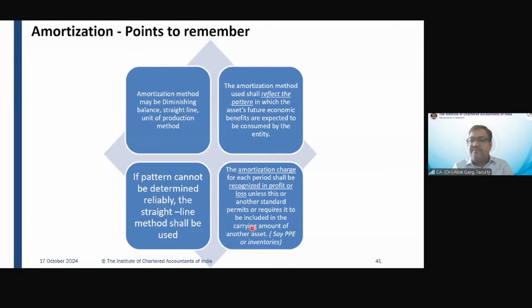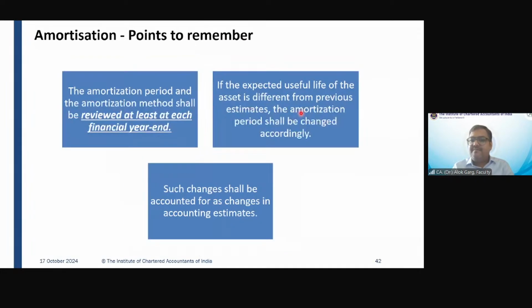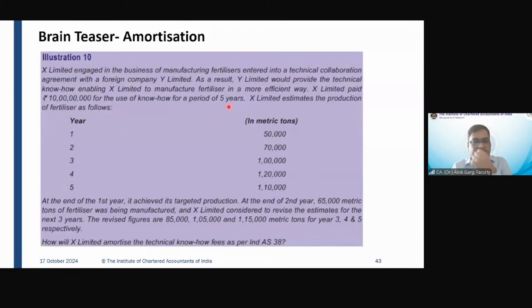The amortization period means useful life. The amortization method, SLM, WDV or unit of production, has to be reviewed at least at each financial year end. If the life or the method is changing, you need to apply it prospectively as it is a change in accounting estimate. Friends, now let's discuss illustration number 10 of the ICAI study material.